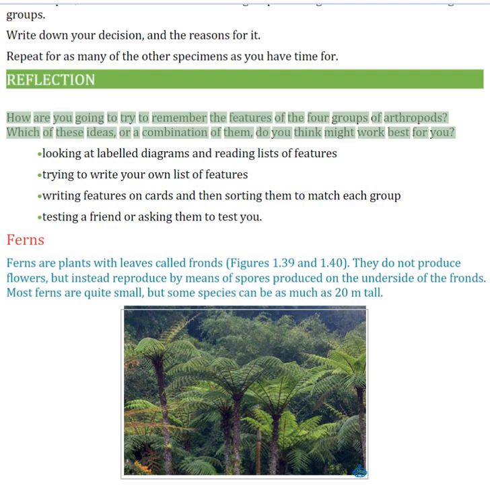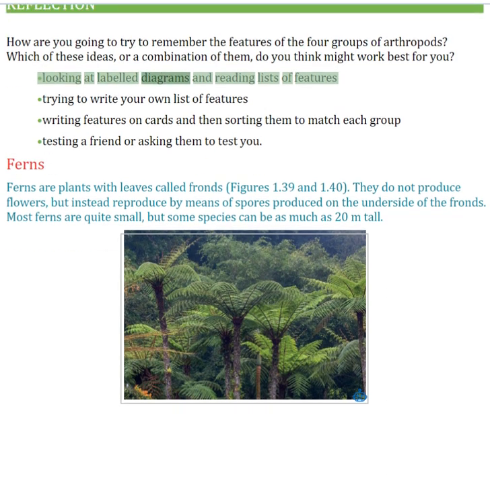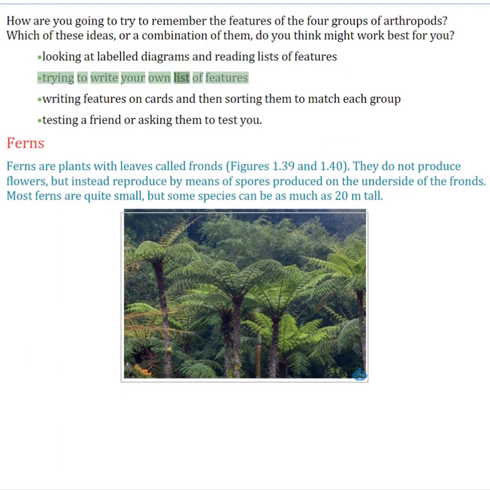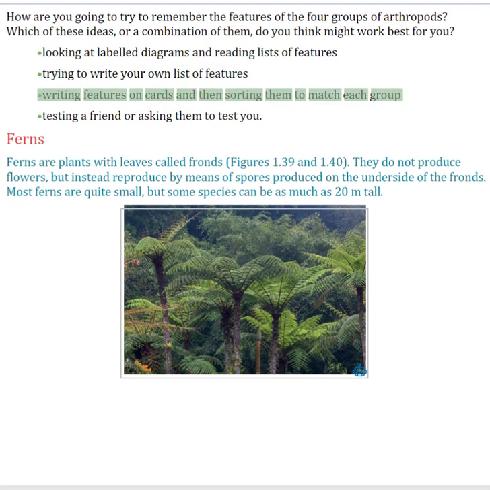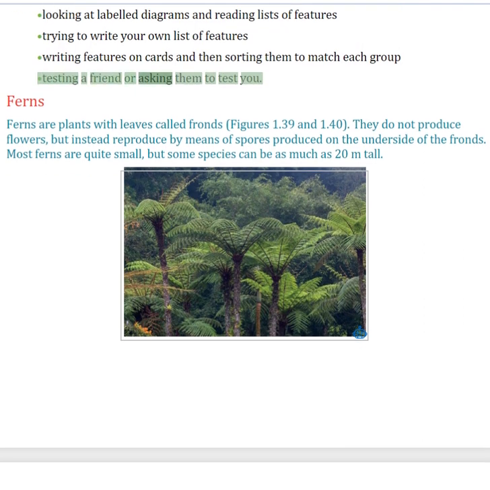Reflection. How are you going to try to remember the features of the four groups of arthropods? Which of these ideas, or a combination of them, do you think might work best for you? Looking at labeled diagrams and reading lists of features. Trying to write your own list of features. Writing features on cards and then sorting them to match each group. Testing a friend or asking them to test you.